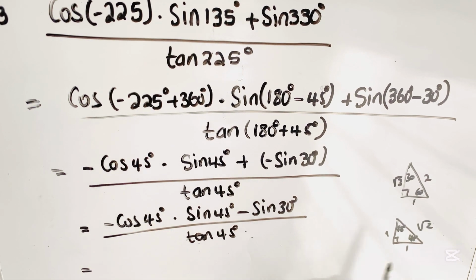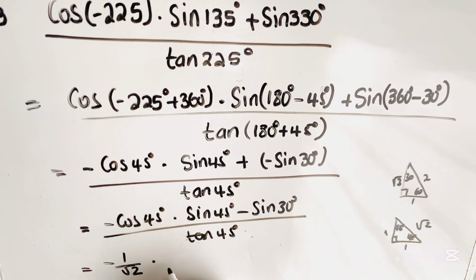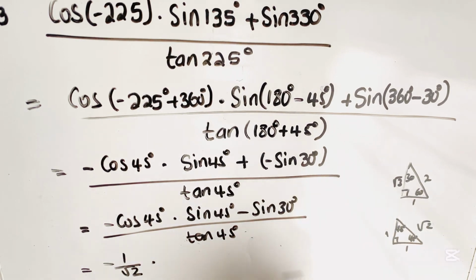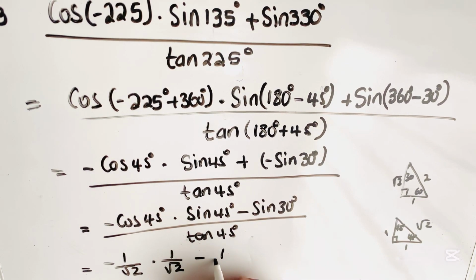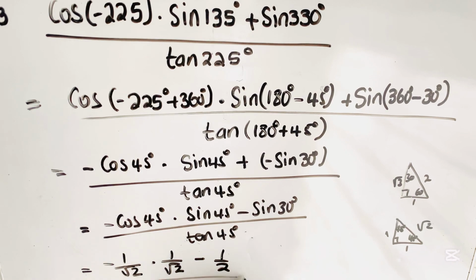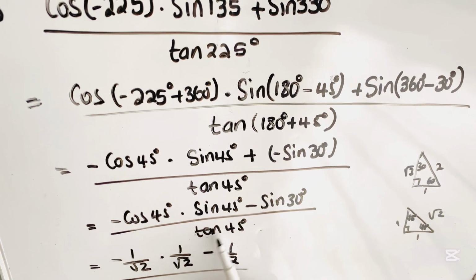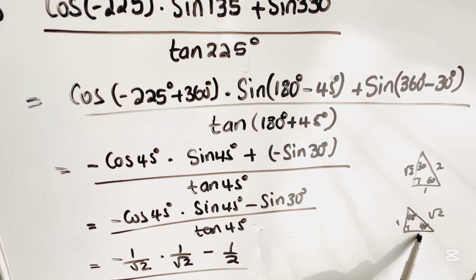So the cos of 45, the cos is adjacent over hypotenuse. It's negative 1 over root 2. The sine is the same as opposite over hypotenuse. It's 1 over root 2, minus the sine of 30. Opposite over hypotenuse is 1 over 2. Divide by the tan of 45. It's opposite over adjacent, which is 1 over 1, and 1 over 1 is 1.